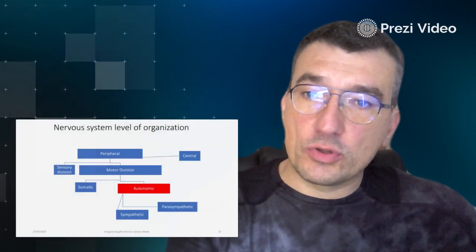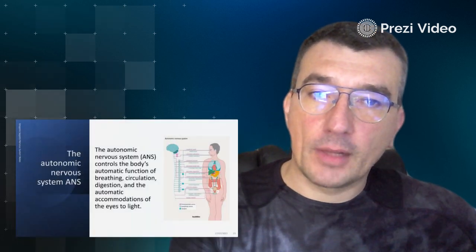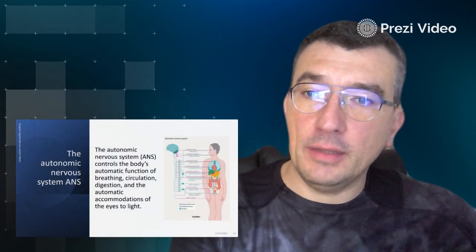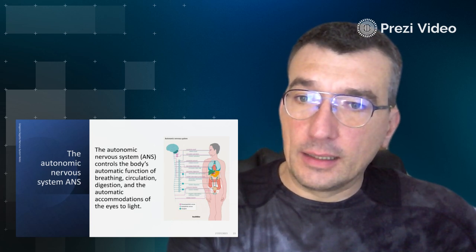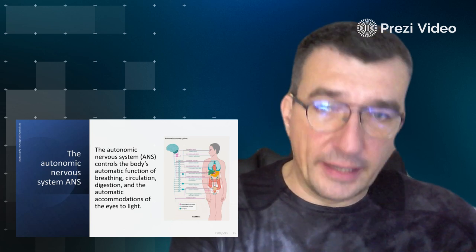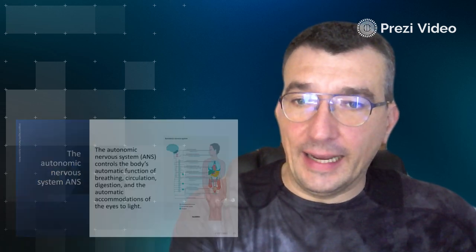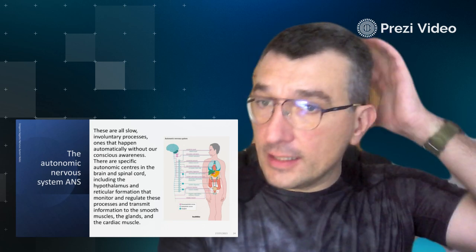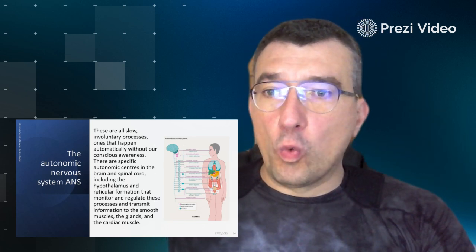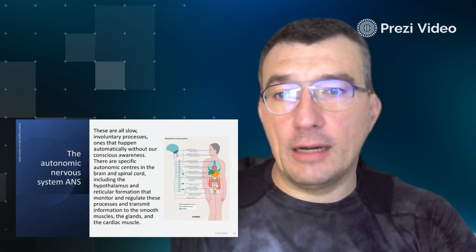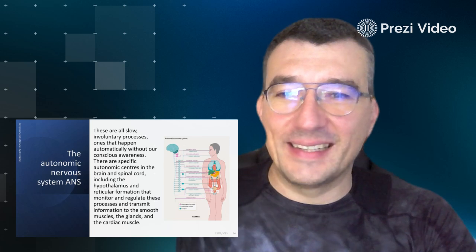Now let's focus for a moment on the autonomic nervous system. The autonomic nervous system controls the body's automatic functions: breathing, circulation, digestion, and the automatic accommodation of the eyes to the light. These are all slow, involuntary processes, ones that happen automatically without our consciousness or awareness.